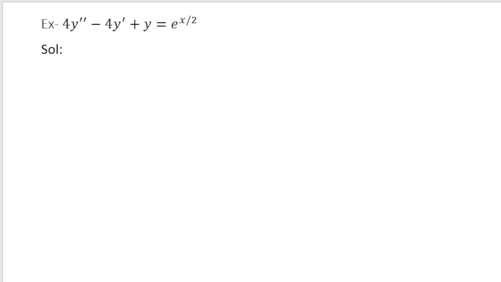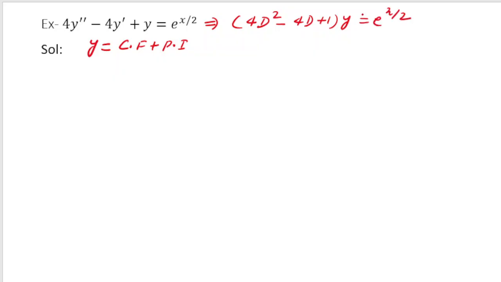I am going to take 1 or 2 more questions related to the case of failure, so be careful. Here in this case, again I will write y = CF + PI, and like every time, before I solve this, I write it in operator form. So I am writing (4D² - 4D + 1)y = e^(x/2), right? So what is the auxiliary equation? The auxiliary equation is 4m² - 4m + 1 = 0.